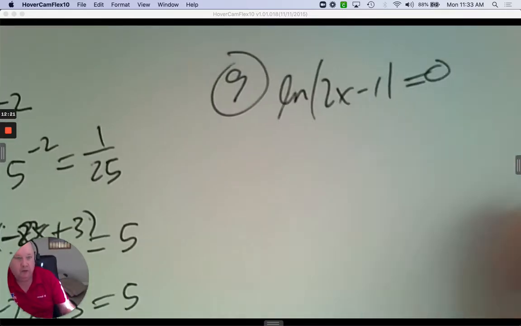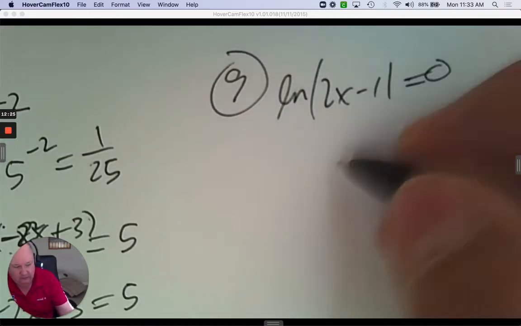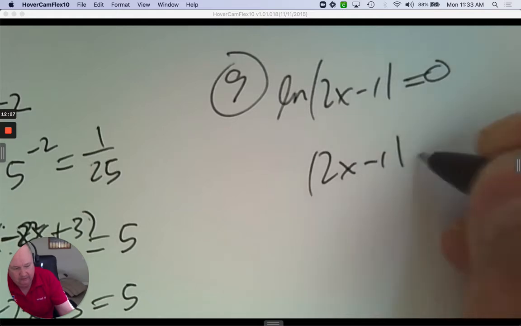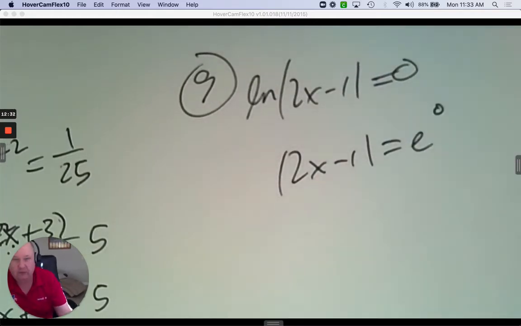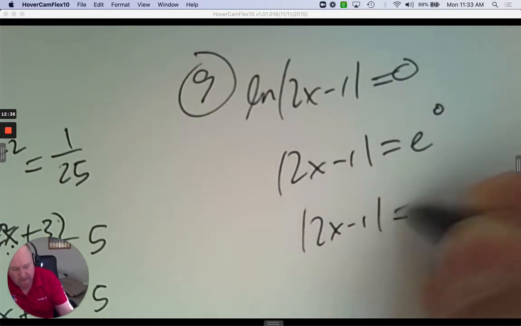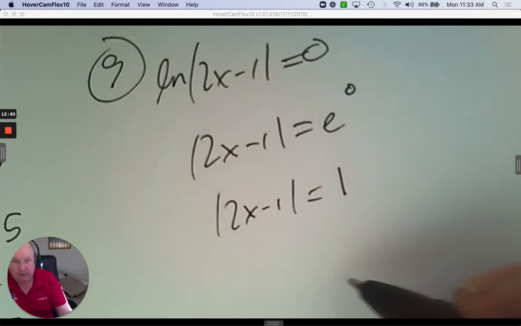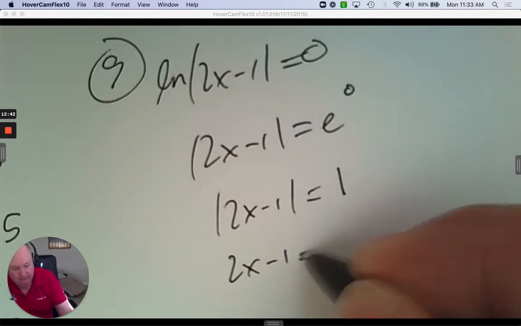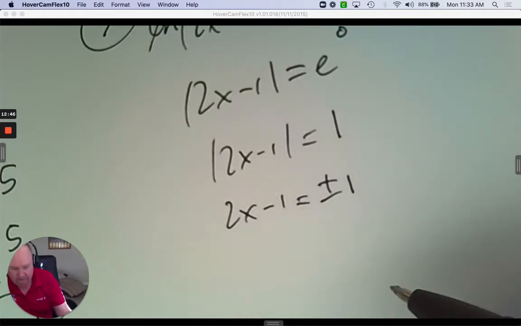All right. So for this one, again, we're going to write this exponentially. Inside the logarithm is 2x subtract 1. The base is e to the exponent 0. So we have 2x subtract 1 is equal to 1. And keep those absolute value bars. Now to remove the absolute value bars, this answer could be positive or negative, and then solve it.